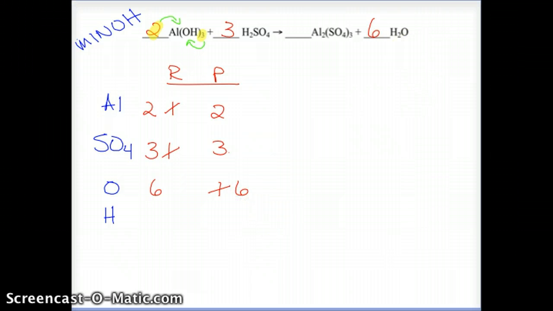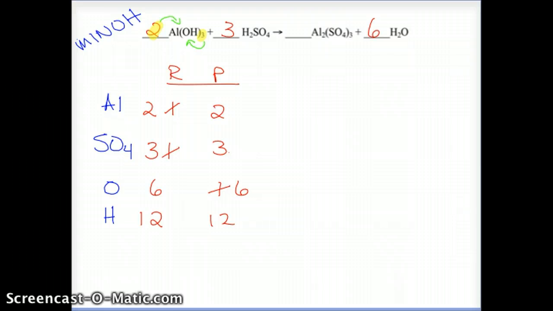So now, let's look at our hydrogen. I have the same thing as before, 3 times 1 times 2, so I have 6. But don't forget I also have this over here. I have plus 3 times 2 is 6, so I actually have 12 hydrogens over here. Come over to this side, 6 times 2 is 12. What do you know? It's balanced.